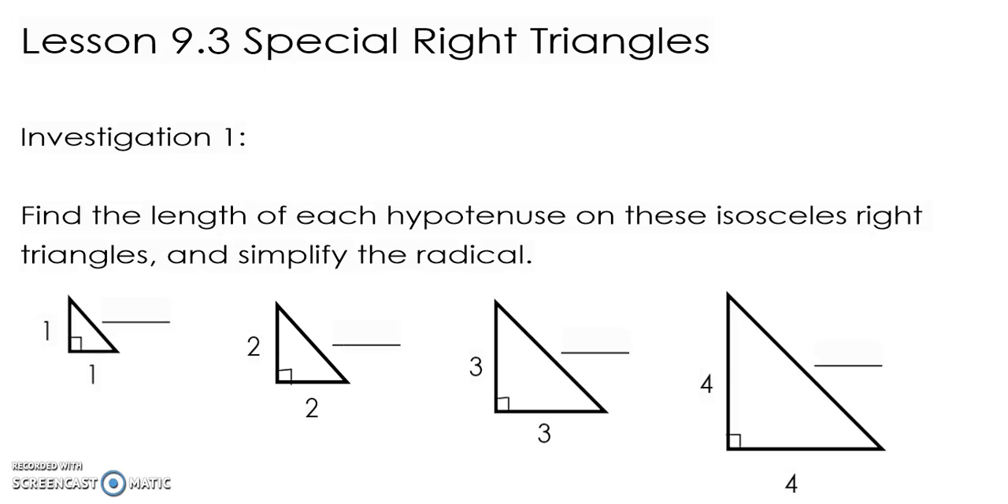This is Geometry Lesson 9.3, talking about special right triangles and simplifying radicals using those special right triangles. Today we're going to talk about right isosceles triangles. As you can see in the picture here, we have multiple right angles in the triangles, and we have two sides the same length, so that means they are isosceles. And when we're trying to find the hypotenuse, we will be doing the Pythagorean theorem.